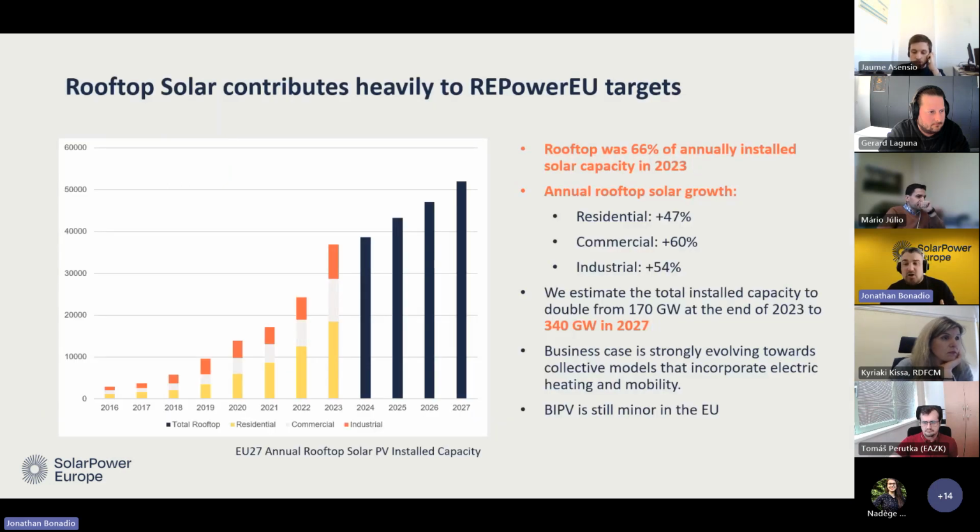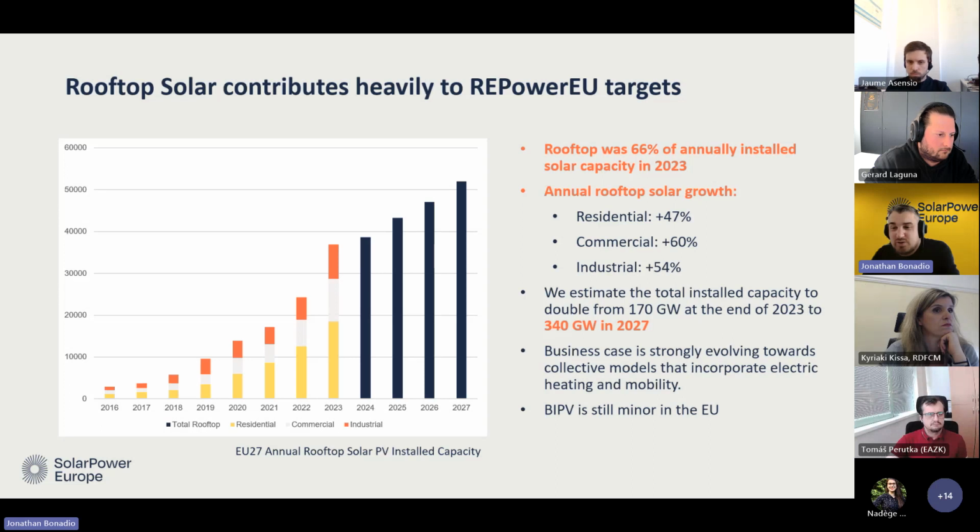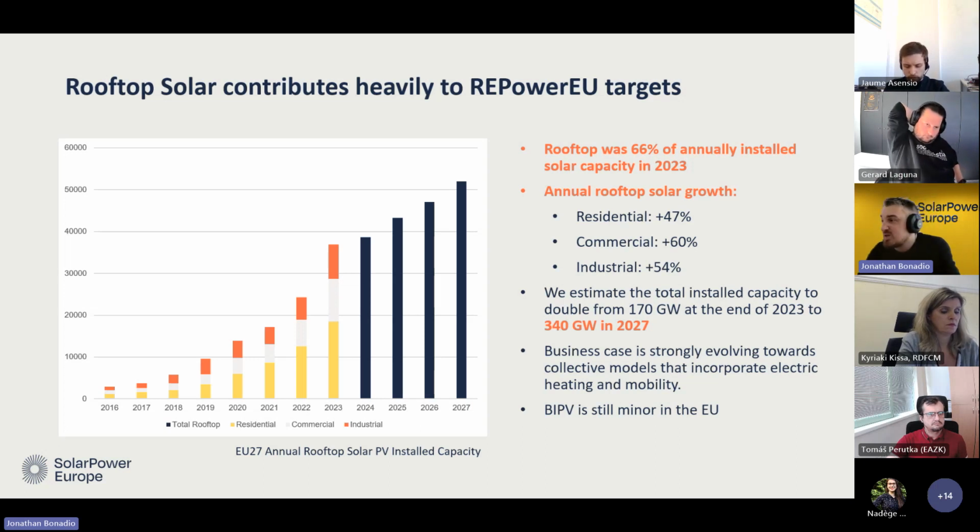Now, how about rooftop PV in this picture? So rooftop PV is actually currently still the highest contributor to solar installation in Europe. 66% of annual capacity in 2023 were rooftop PV, and around the same figure is the total capacity installed. So rooftop solar is actually dominating the market in terms of installation. The growth was spectacular by the next year, 47% for residential, 60% for commercial, and 45% for industrial. So really a lot of deployment here.